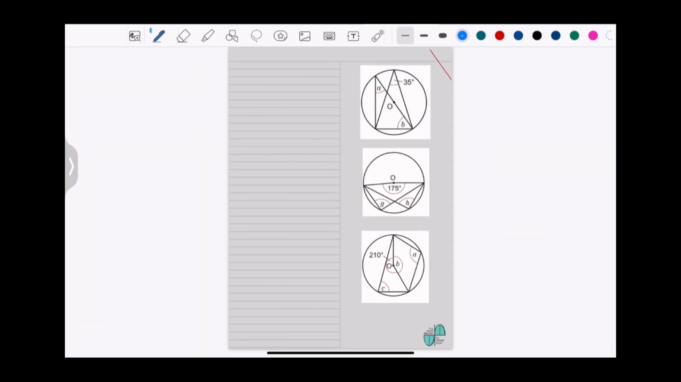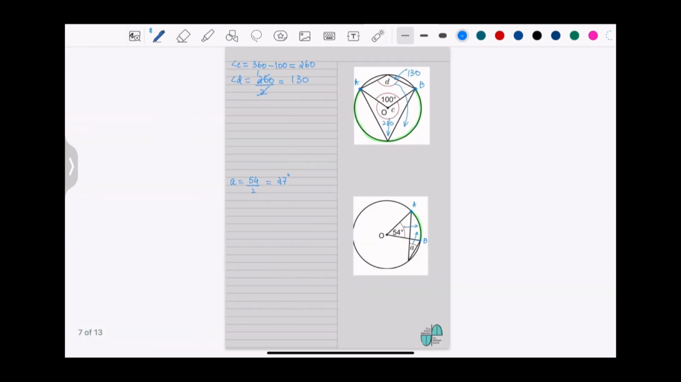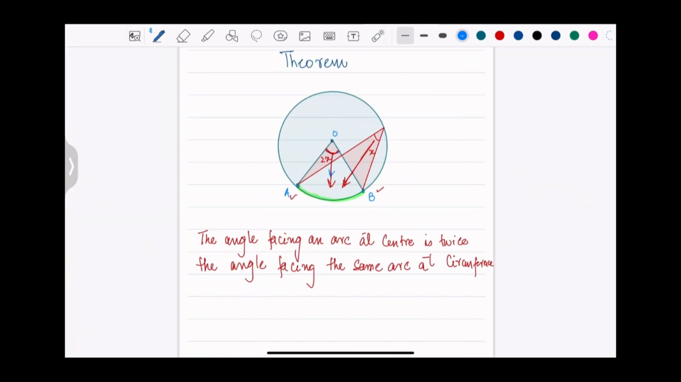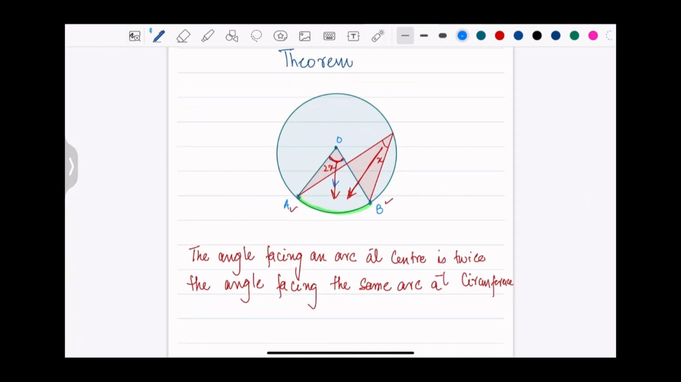Now, looking at these questions, we need to get back to the theorem and look at the extension of it. So if I draw, using these same two points, another random angle here at the circumference, this will be x as well. And wherever you draw them, you will observe that all of them are the same.